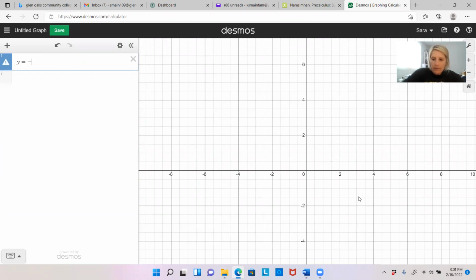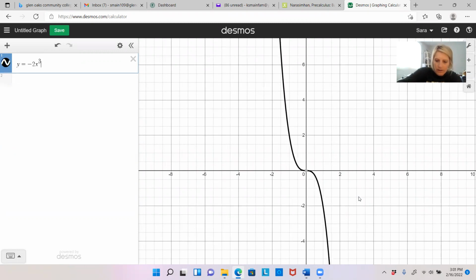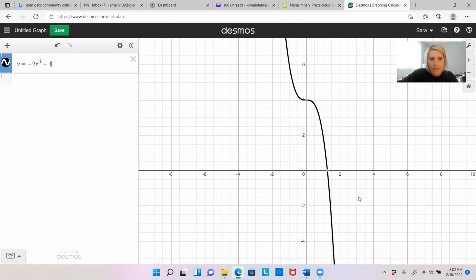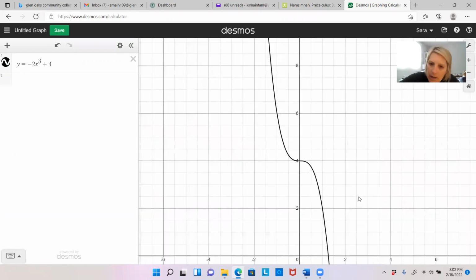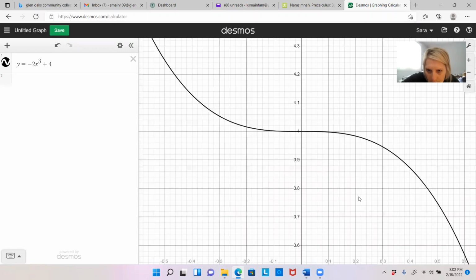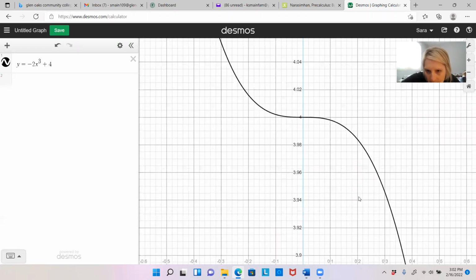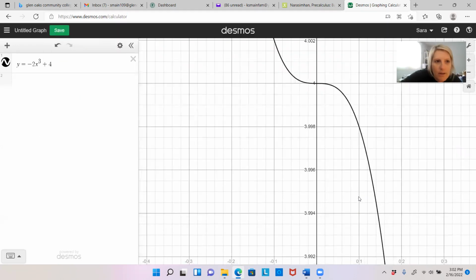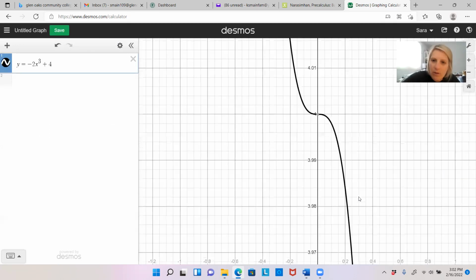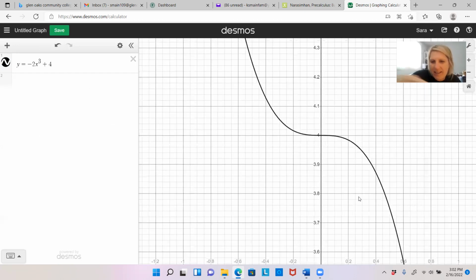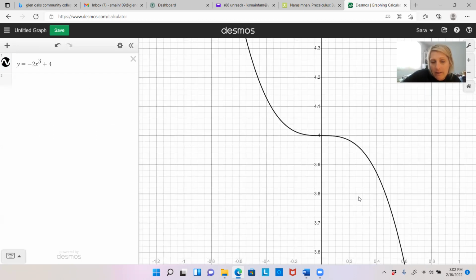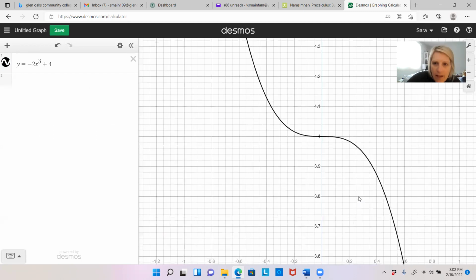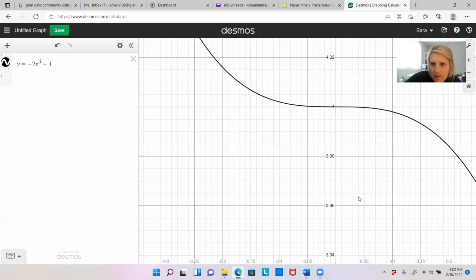So we have a -2x to the third plus 4. If we really zoom in, we'll see that it does pass the vertical line test, but we have to get very close to be able to see that. When it's scrunched like this, it looks like it doesn't pass the horizontal line test. It looks like it passes the vertical, but not the horizontal, but it really does. That's because it'd have to get very close here.